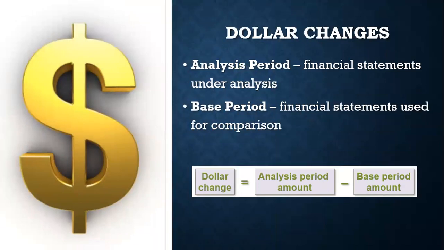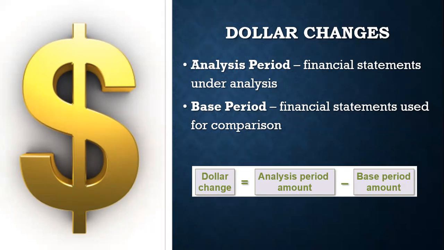All right, so first we have a few formulas in here. We're going to look at a dollar change. Okay, so for the dollar change formula, it's going to be the analysis period amount minus the base period amount. So the analysis period is usually your current year. It's whatever financial statements that you are trying to analyze compared to the base period. So I want to see how we did in 2021 compared to 2020. And that would be the analysis period compared to the base period. The base is what we're comparing it to.